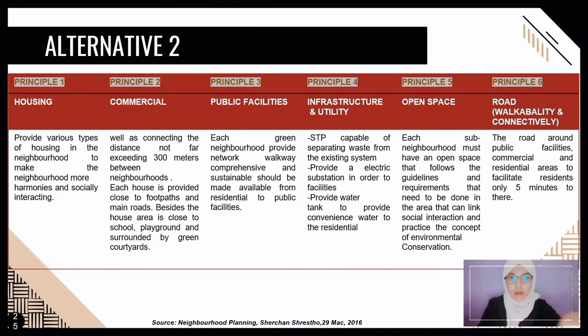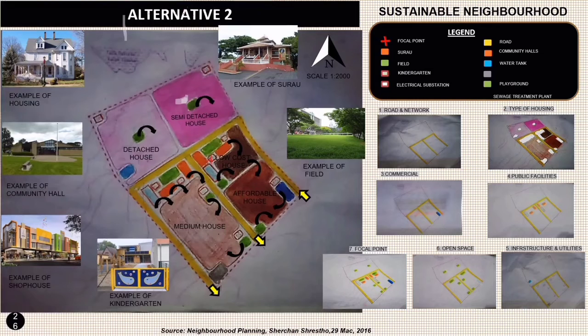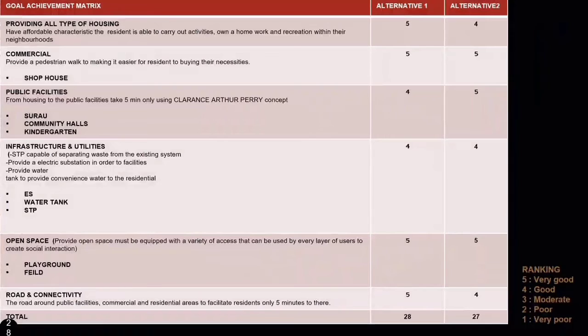And continue with the layout of alternative 2. So the goal adjustment matrix: alternative 1 scores 28 and alternative 2 scores 27. Then 8.0 is the conclusion.